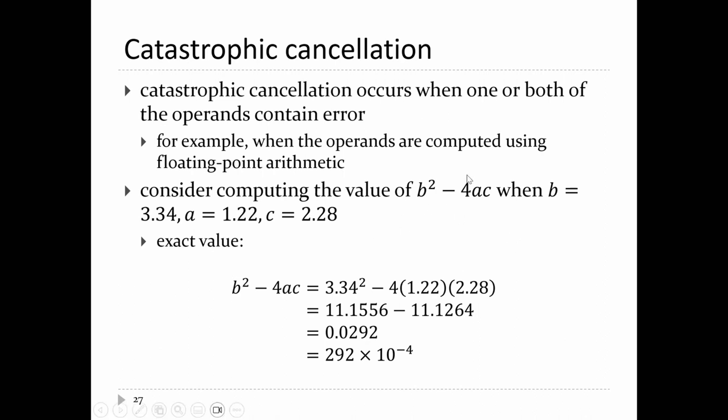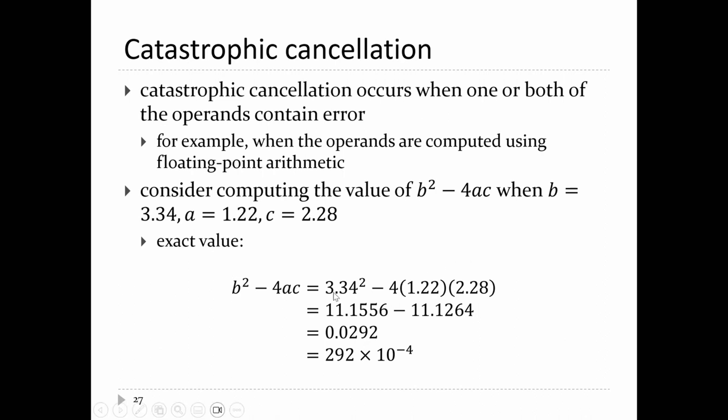So this is b squared minus 4ac, that's the part in the square root of the quadratic equation. I'm going to compute b squared minus 4ac, where b is equal to that, a is equal to that, and c is equal to that. Notice a, b, and c all have an exact representation in our floating point format. They all have three digits. If I pull out my calculator and compute the exact result, you get 292 times 10 to the minus 4, 0.0292, the magnitude of b squared minus 4ac.